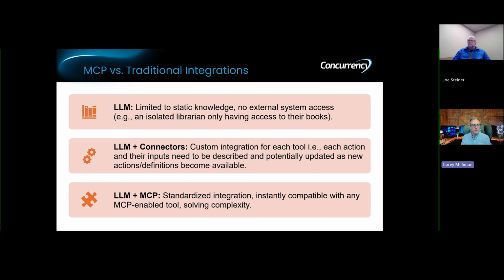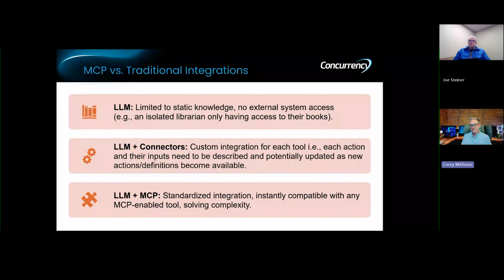In Copilot Studio, we also have connectors. And as Joe mentioned, we have over 1,400 connectors to all of these different line of business systems. Those connectors require custom integrations for each one of these tools. So each action I want to take, I have to define the input. I have to describe it in a way that AI is going to understand it. And I have to update it as new actions or definitions become available for that tool.